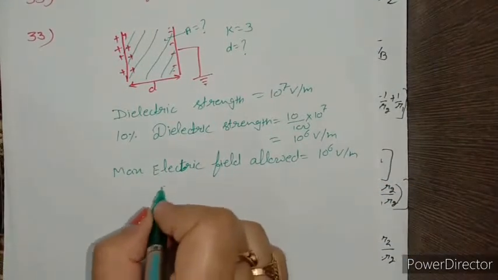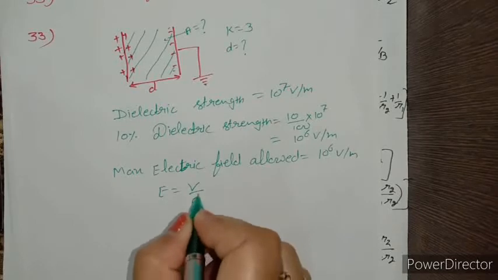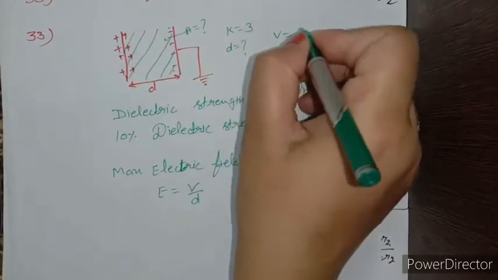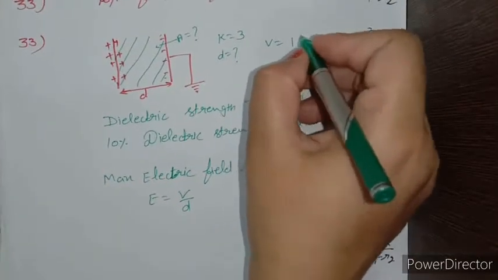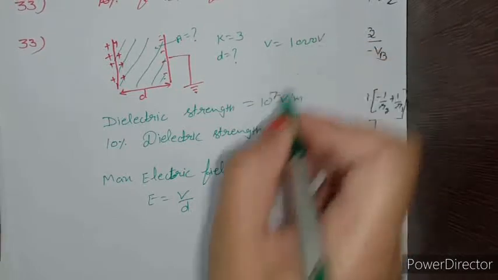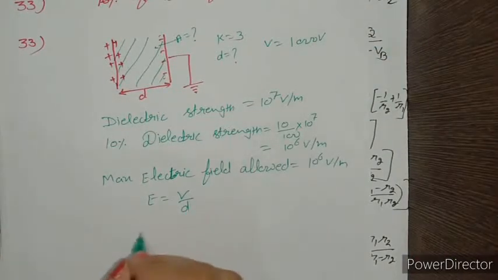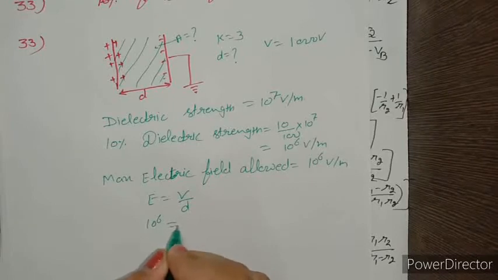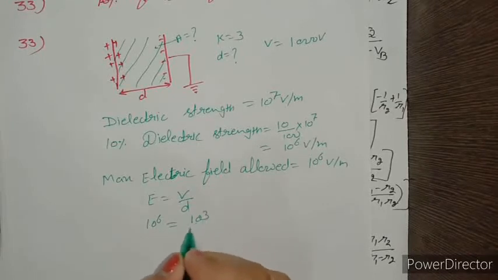And also we know that E equal to V upon D. V is given, V equal to 1 kilovolt, okay, it means this will be equal to 1000 volt. So put this value, okay, here 10 raised to power 6 equal to 10 raised to power 3 upon D.